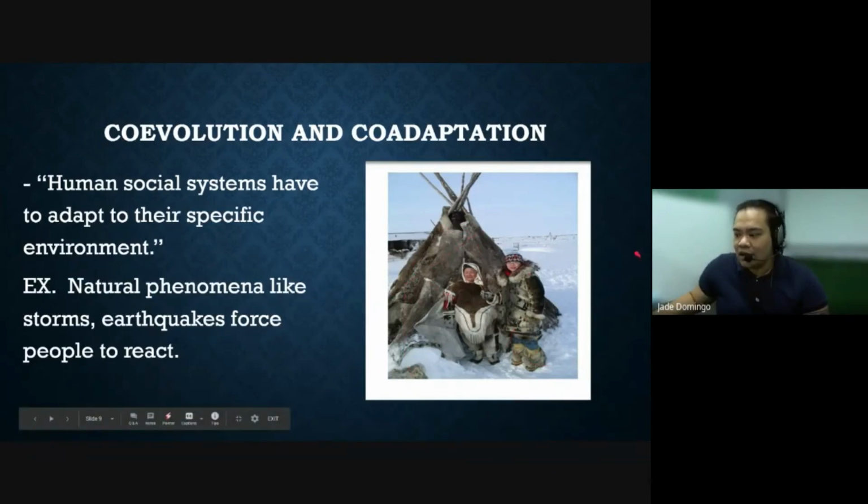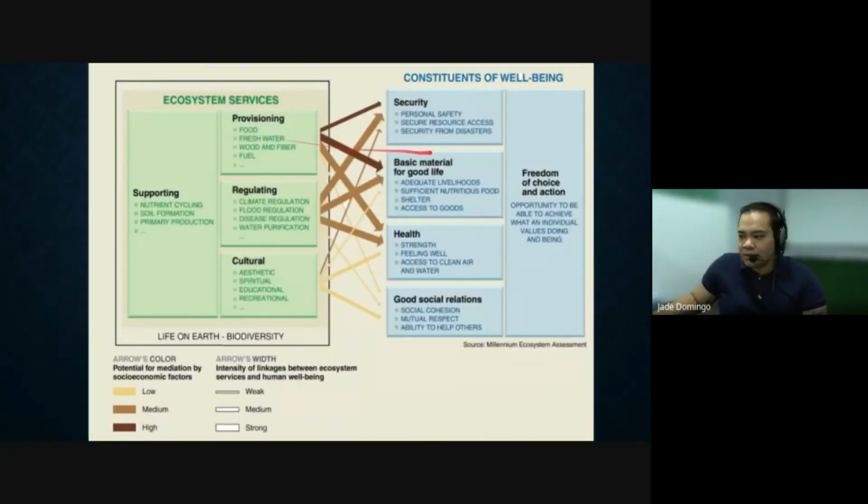For example, here, they live in a cold climate. As you can see, there is snow. So they are adapting. They have thick layers, jackets, and coats. Here is an example of how we can affect the environment. So, ecosystem services. We have supporting, provisioning, regulating. This is just an example. This is how we can affect the environment, and this is how we see the good effects of our effect on the environment.